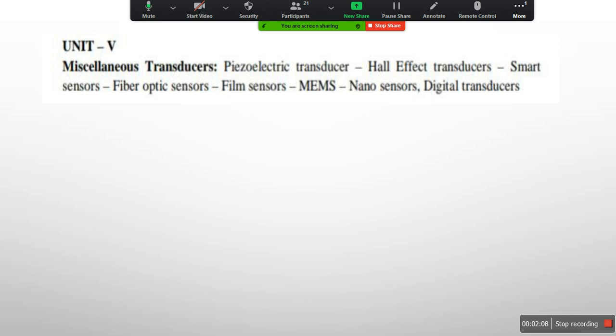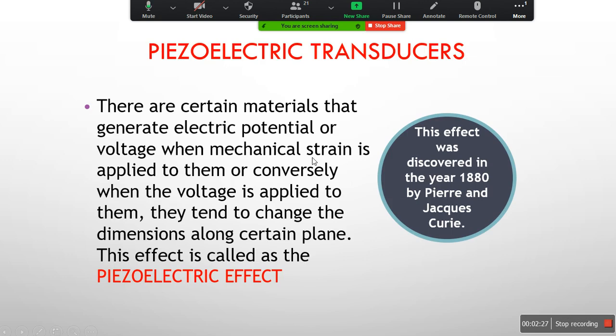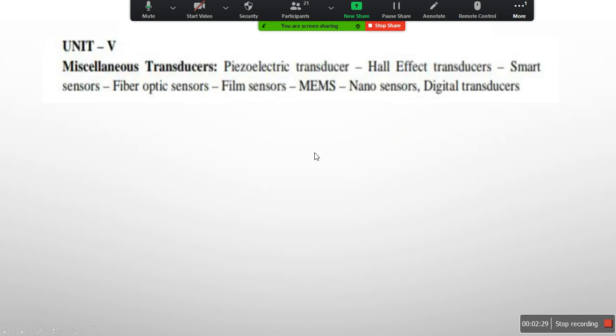Like that, there are smart sensors, fiber optic sensors, film sensors, and various microelectromechanical systems, that is MEMS, and similarly nano sensors and digital transducers. All these are the topics which we are going to discuss in your fifth unit. Now coming to the first part, the piezoelectric transducer, as I told you.